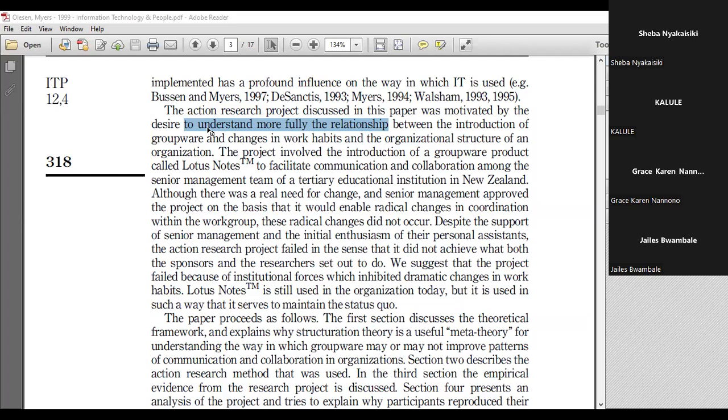That is one. Two, also look at the method that was employed. This was a study being done in one organization using action research. If it was a quantitative study, you'd be looking at a wider study area, maybe the whole of New Zealand. But this was specifically focused on one specific organization, which means this is qualitative in nature. They are looking for richness of data, rich data.